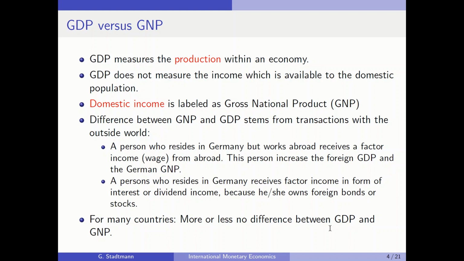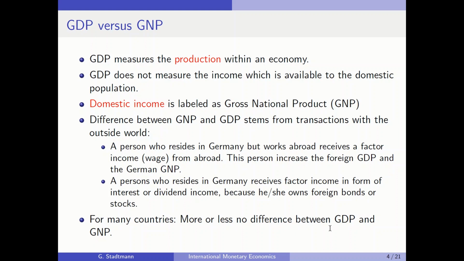So one person who lives in Germany but works, for example, in Poland, receives a factor income, a wage from abroad. So this person is living in Germany, working in Poland, so he is paid by a Polish company. This person increases the Polish GDP, but the German GNP.